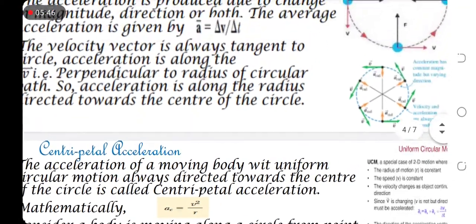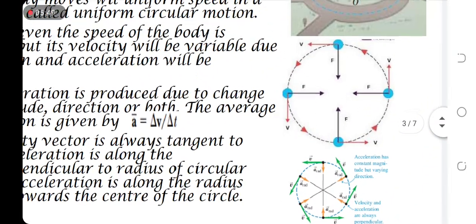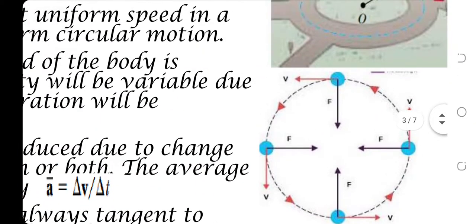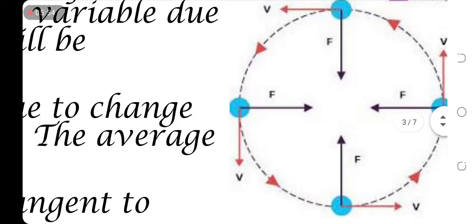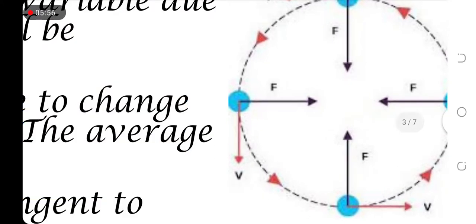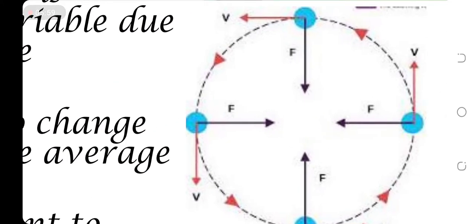Now the centripetal acceleration. If we see the image here, circular path, velocity is tangent to the circle at each and every point. The force will be directed toward the center of the circle. As force and acceleration are directly related, where force is present, acceleration will also be present.